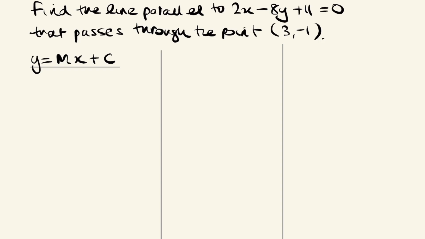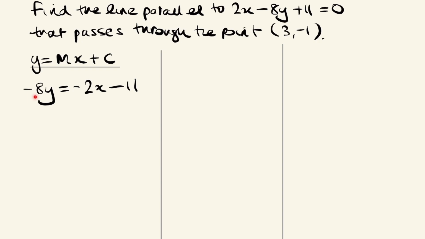The first thing to notice is that this is not in that form, so we can't readily see what the gradient of the line is, and we do need that. So can we put that into this form? Well, yes we can. I can see we've got a minus 8y here, and then if we move everything to the other side, so if we take away 2x from both sides, if we take away 11 from both sides, we'll end up with minus 8y equals minus 2x minus 11.